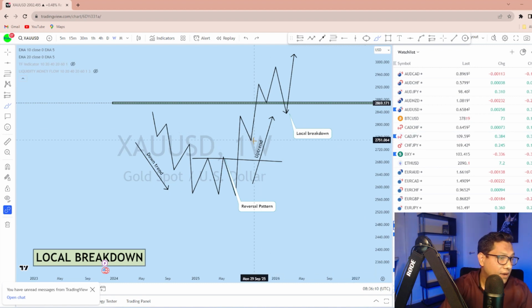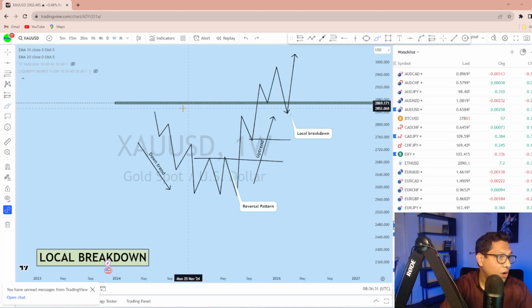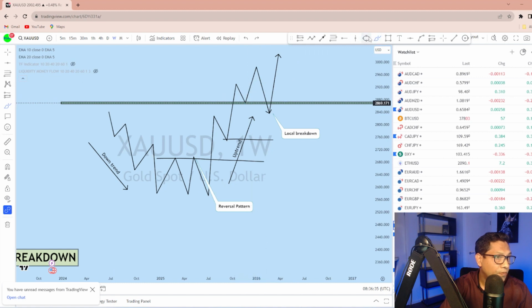Now that pullback may be the price testing this resistance as a support. We could even see a gap here, which is a fair value gap. When the market trend is very strong, there could be a fair value gap. Afterwards, we saw that the price completely broke out, and with that breakout, the market created a series of higher highs and higher lows, which is a typical uptrending market structure.